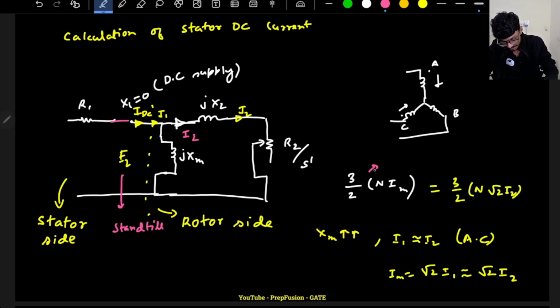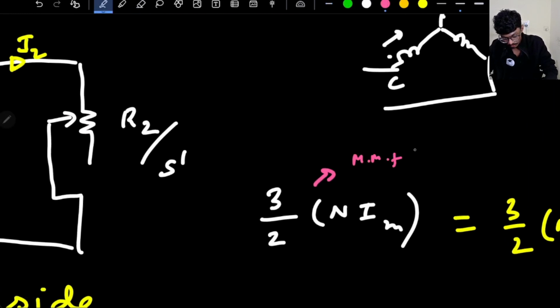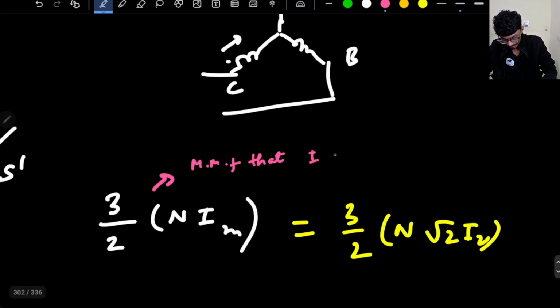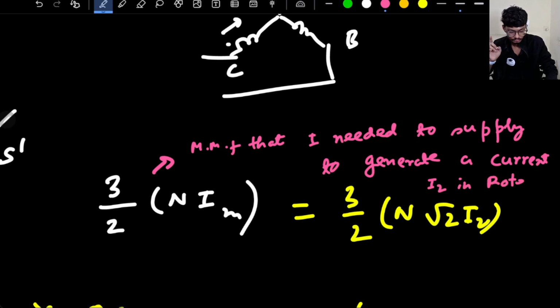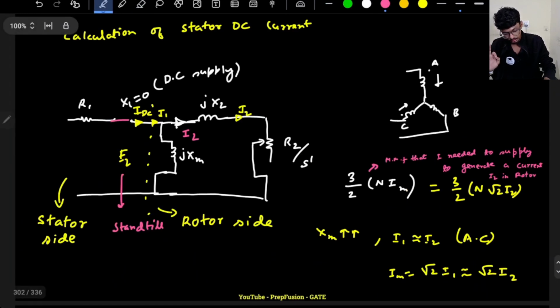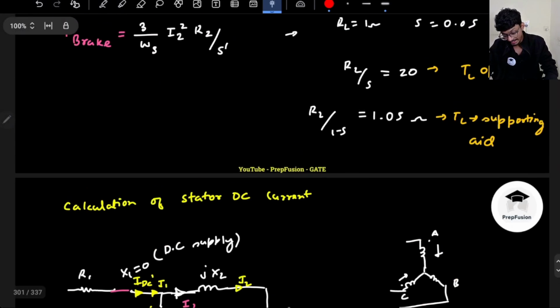So this is the fictitious MMF that I needed to supply to generate a current I2 in the rotor, right? Now actually I'm not providing a three-phase balanced supply in the DC side, right? In the stator side. So actually what is the MMF?